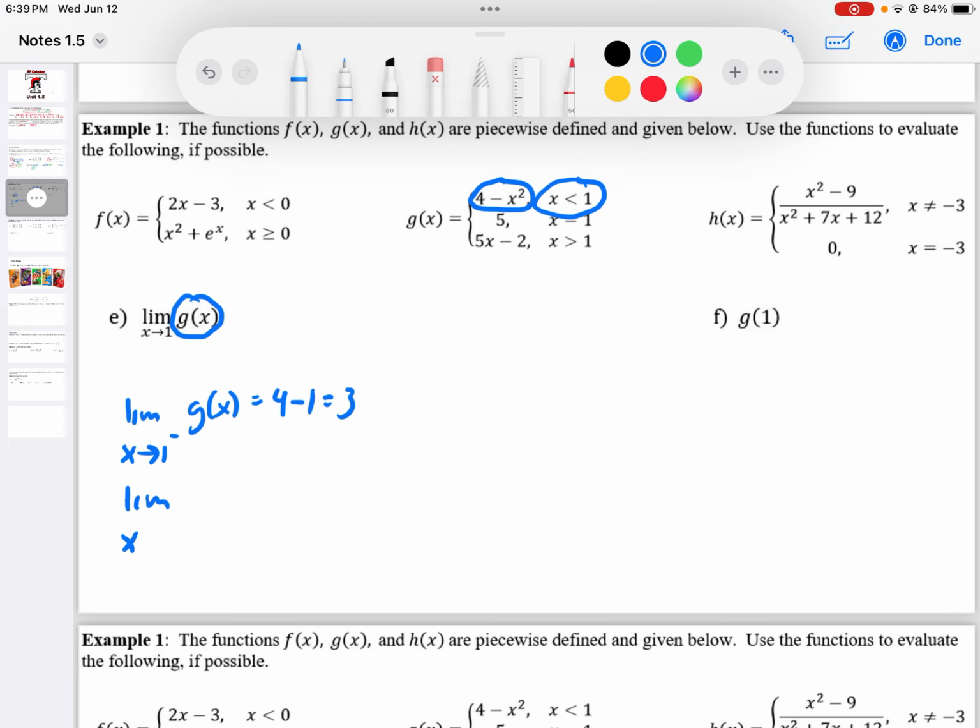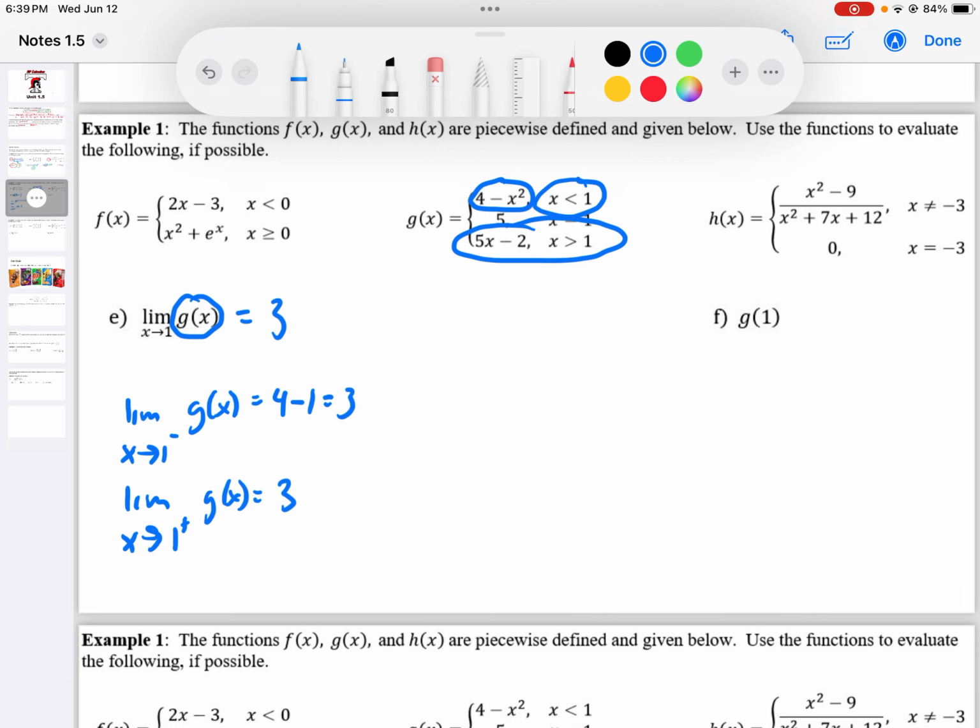I also need to check the right-handed limit. So the limit as x approaches 1 from the right of the g function. This is from the right, so plug in 1. 1 times 5 minus 2 would be 3. So since they're the same, we can say the double-sided limit would just be 3.